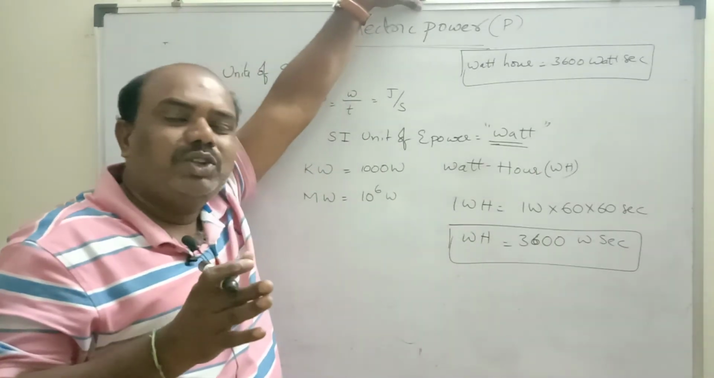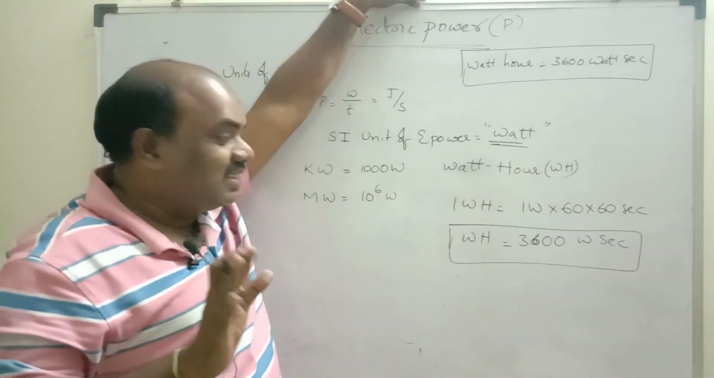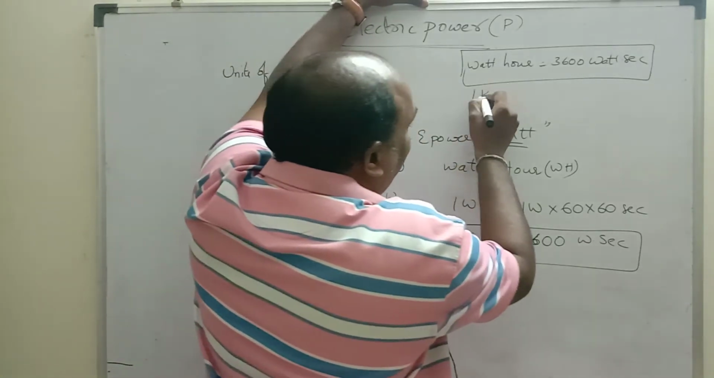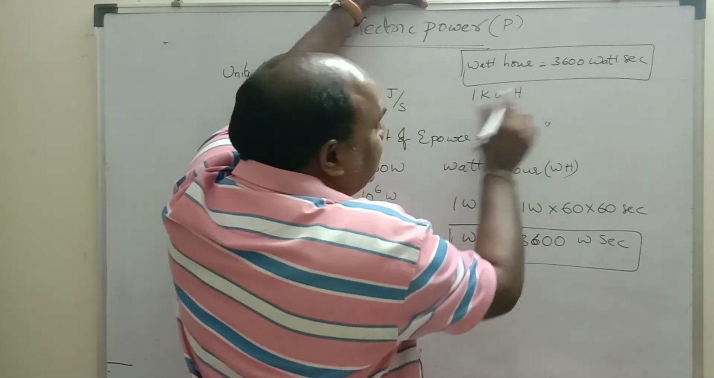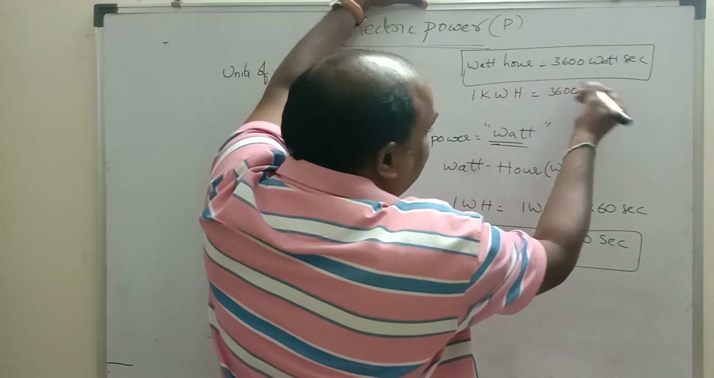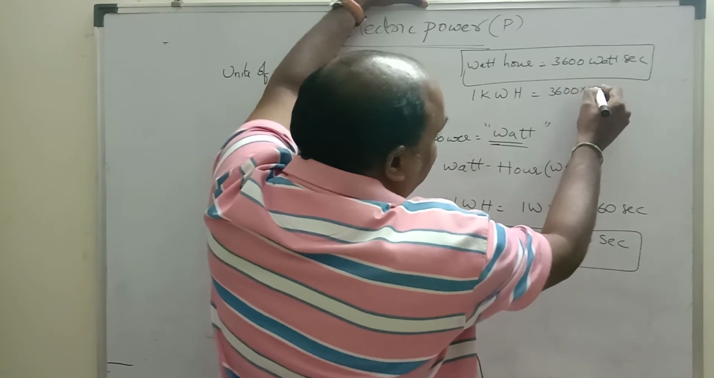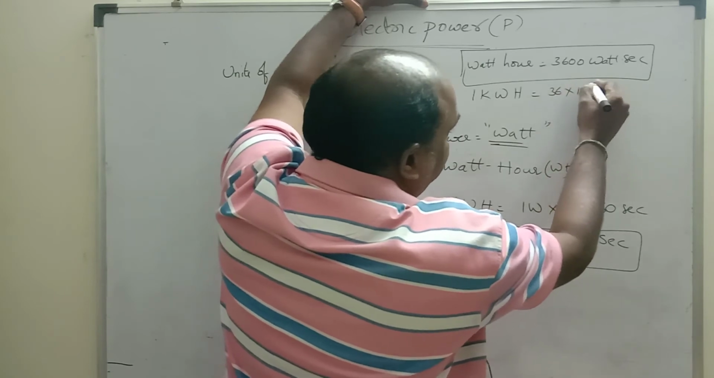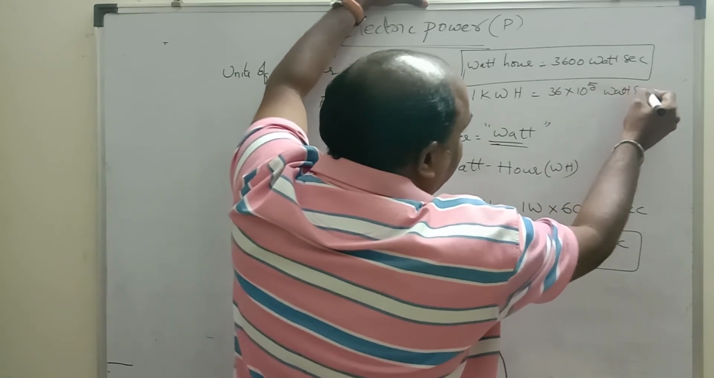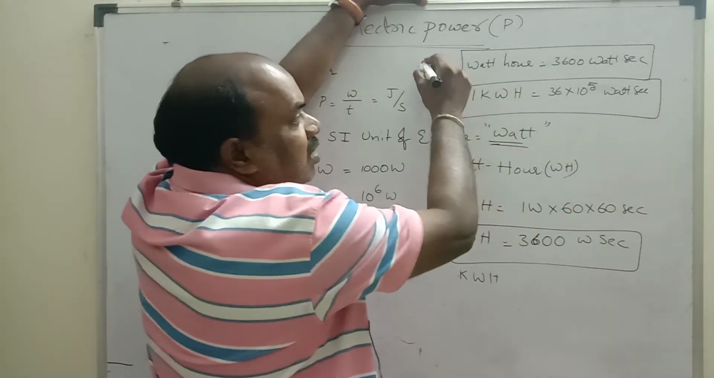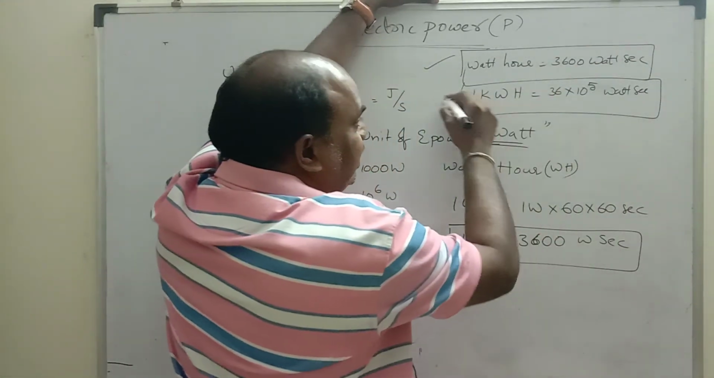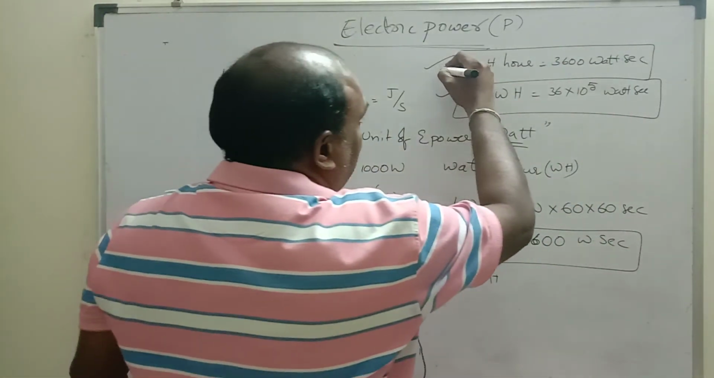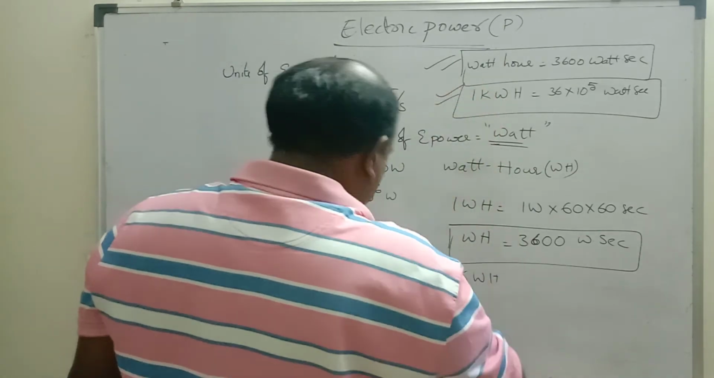This unit will not be sufficient in industries. In industries, it is measured with kilowatt hours. 1 kilowatt hour is equal to what? Kilo means 1000 you have to include. 3600 into 1000. Total, how many zeros? 3 plus 2, 5 zeros. Simply I am writing 36 into 10 power 5 watt seconds is the value of kilowatt hour. 1 watt hour is equal to 3600 watt seconds. 1 kilowatt hour is equal to 36 into 10 power 5 watt seconds. This is for domestic purpose. This is for industrial purpose.